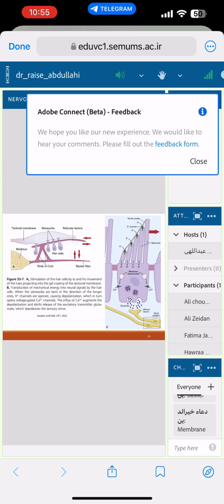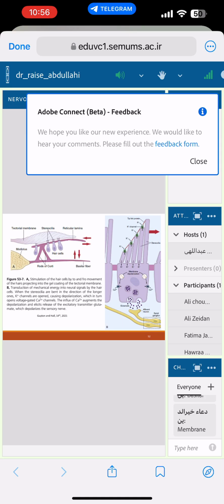And generally speaking, bending of these stereocilia, for example, bending to the right, opens these channels. Now potassium ions can go inside easily. As a result, we have depolarization in this hair cell.